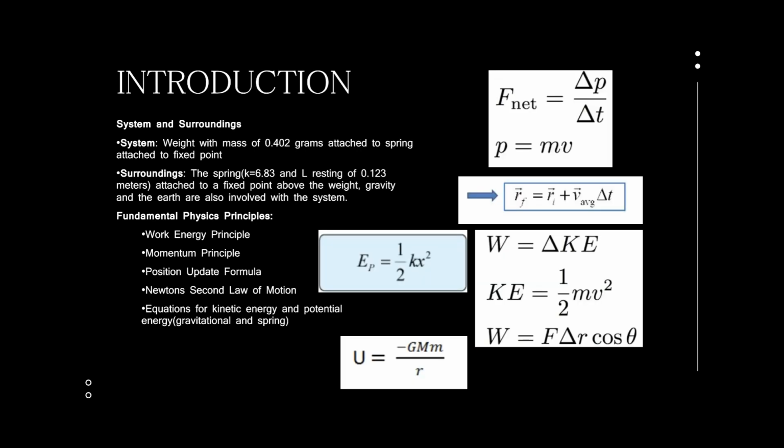Introduction. The system for this lab was a weight with a mass of 0.402 grams, and it was attached to a spring which was attached to a fixed point. The surroundings for this lab were the spring with a constant of 6.83 and an L naught of 0.123 meters, which was attached to a fixed point above the weight. Gravity and the Earth are also involved within the system.